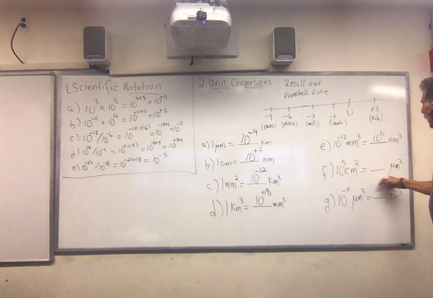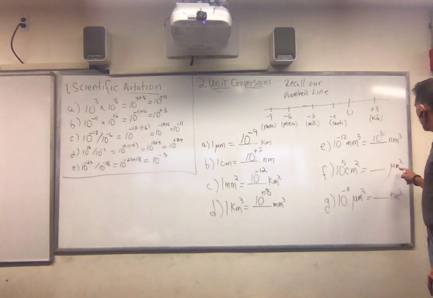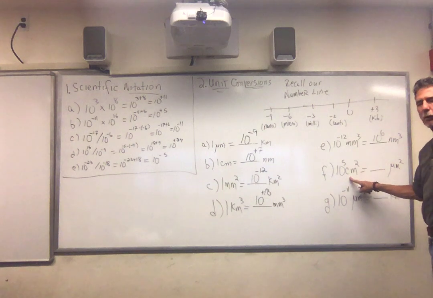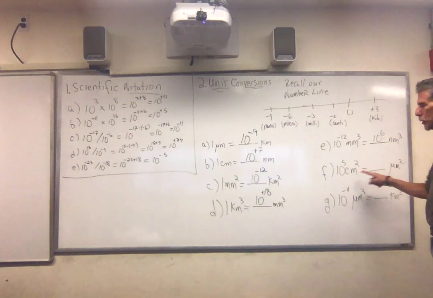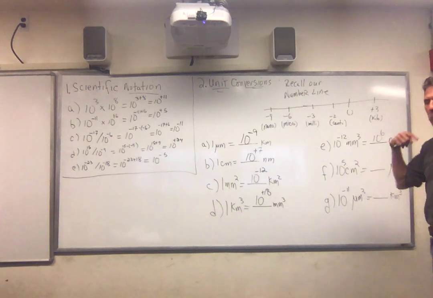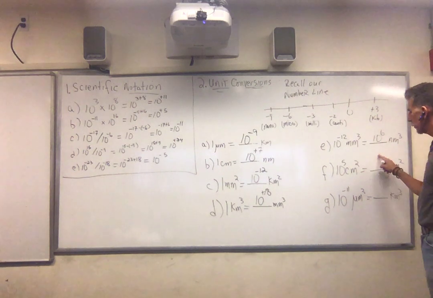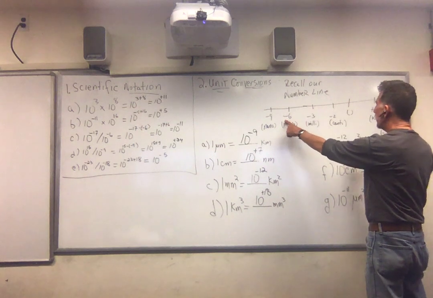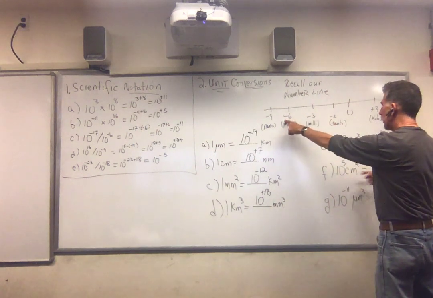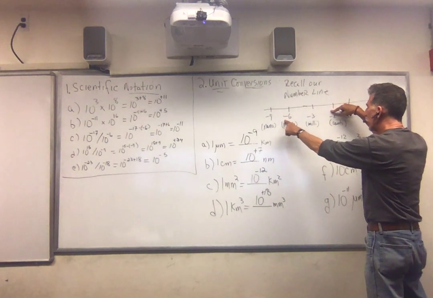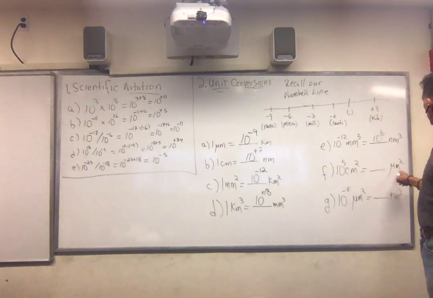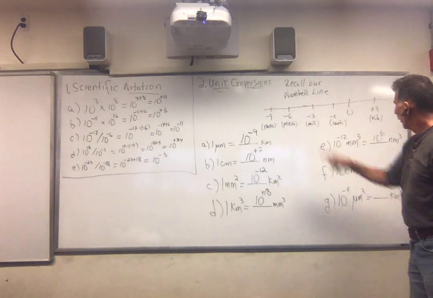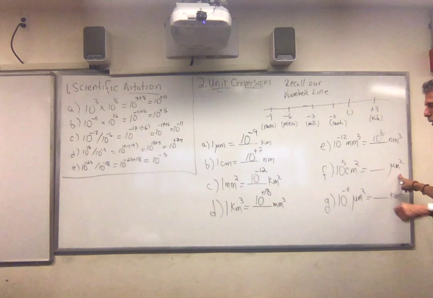All right. Again, let's play the same game. Micrometers, bigger or smaller than centimeters? Micrometer is smaller. Smaller is positive. Remember, smaller is positive. So micrometer is 6, centimeter is 2. So 1 centimeter is 10 to the 4th micrometers.